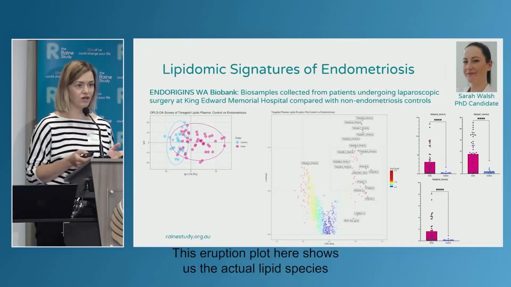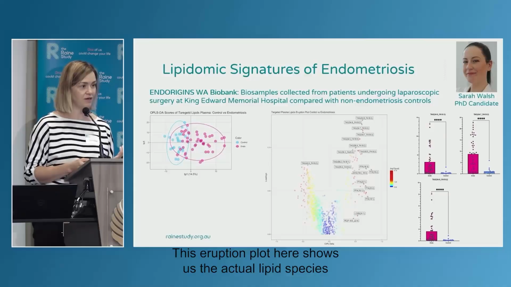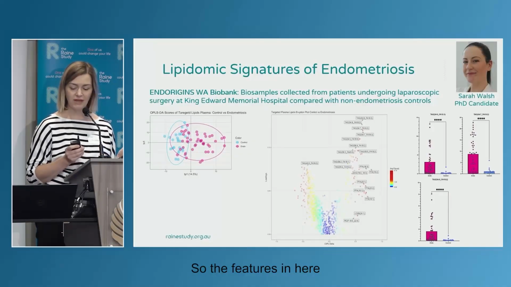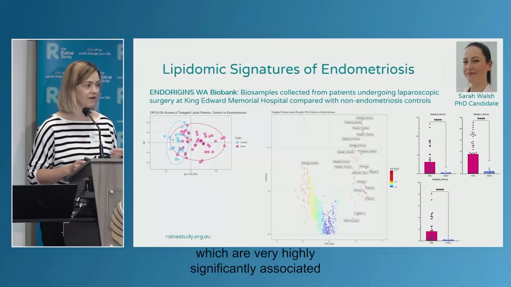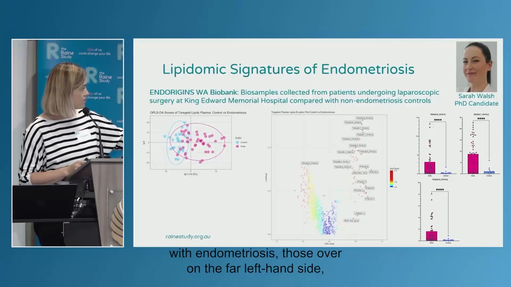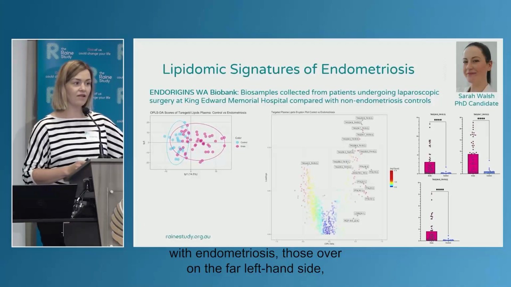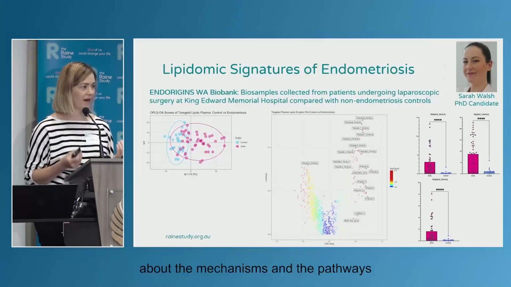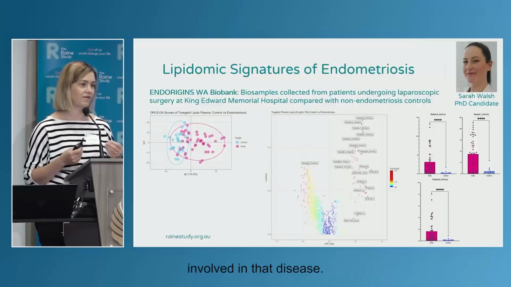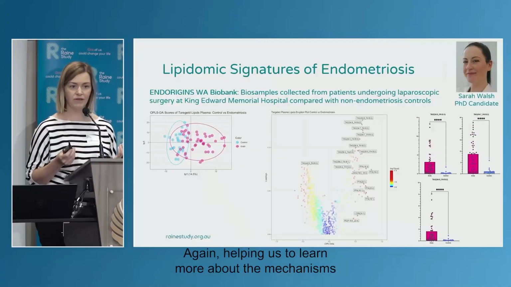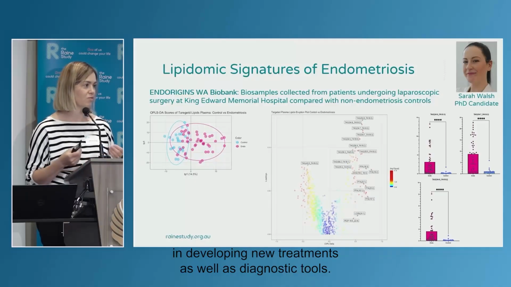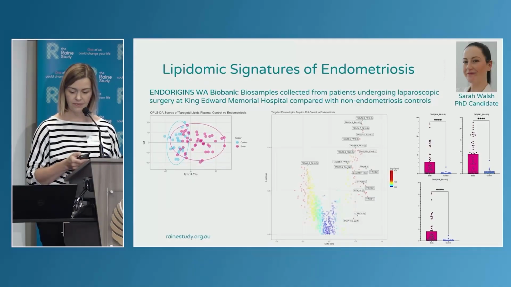This volcano plot here shows us the actual lipid species that are responsible for creating that separation. The features in here which are very highly significantly associated with endometriosis, those over on the far left-hand side, are a lot of triacylglycerides. So this is now showing us a little bit more about the mechanisms and the pathways involved in that disease. Again, learning more about the mechanisms behind the disease will be really informative in developing new treatments as well as diagnostic tools.